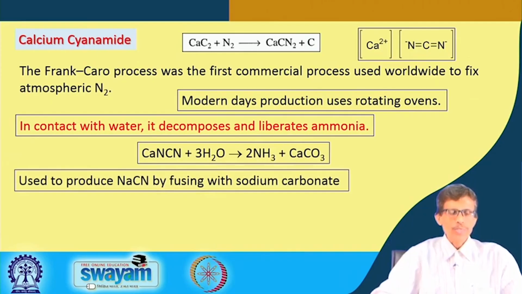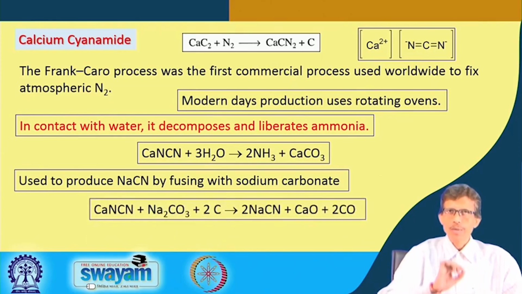It is used to produce calcium cyanide also. So, calcium cyanamide to calcium cyanide by simple fusion with sodium carbonate. Now you use sodium carbonate, and that sodium carbonate is doing some other type of reaction compared to the previous one, which is a very simple reaction. So, the reaction of calcium cyanamide: you get some understanding that the reactivity of calcium cyanamide is pretty good also, because it can react with water as well as with sodium carbonate in the presence of some charcoal.